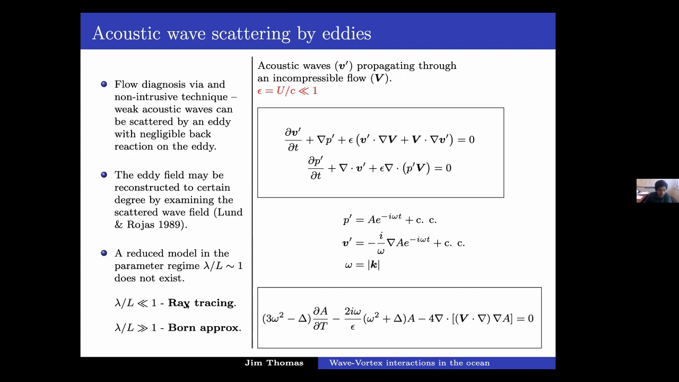Ray tracing is an example where you can write down simple ODEs. The Born approximation is the other limit where you don't have an amplitude equation. In this particular parameter regime, this is the only amplitude equation that is known for acoustic waves.